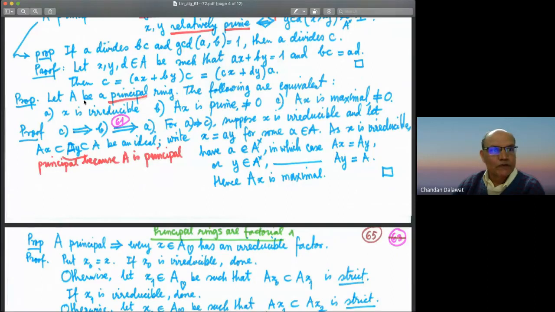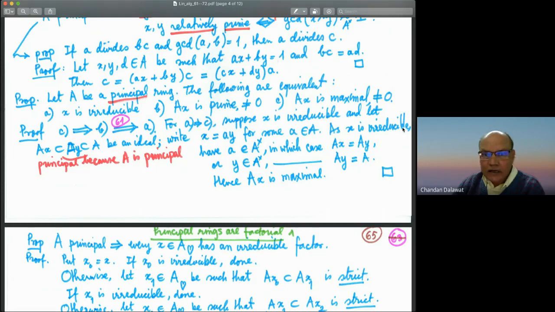Okay, so we assume that x is irreducible, and I have to show that Ax is a maximal ideal. So let's take some ideal between Ax and A in order to get some contradiction. That ideal between Ax and A will have to be principal, just as all ideals in A. So let's call it Ay. So if Ax is contained in Ay, it means that x is a multiple of y. So write x as a times y for some a.